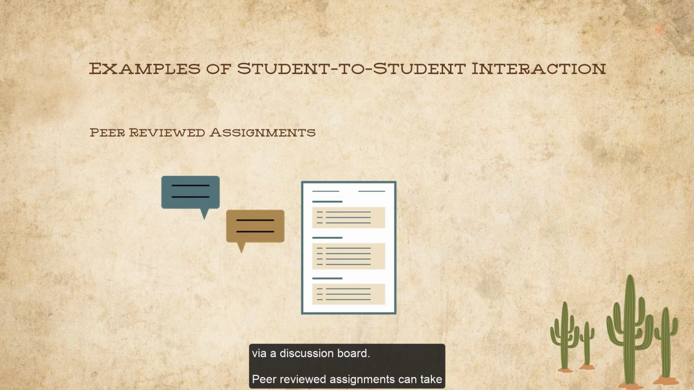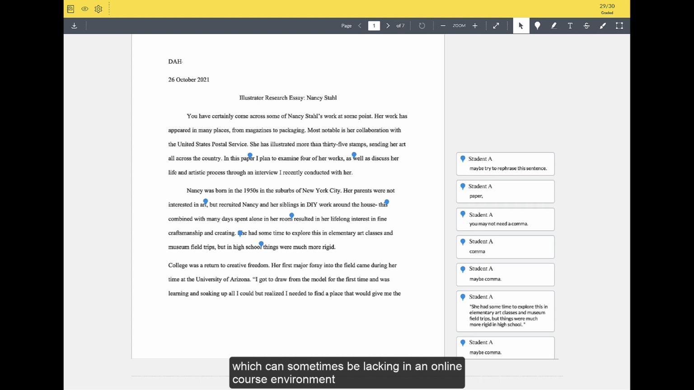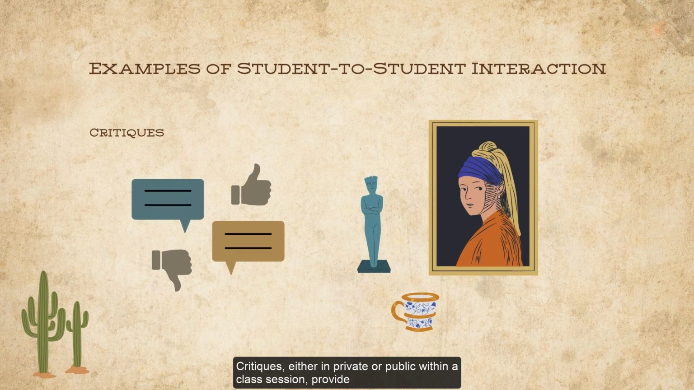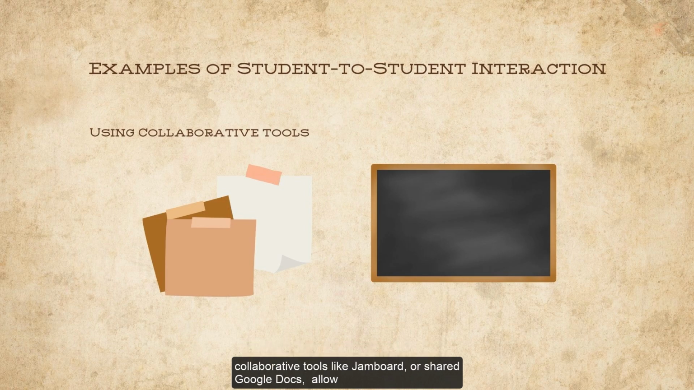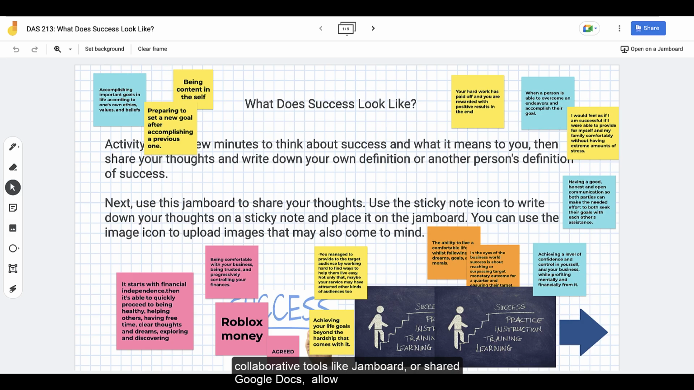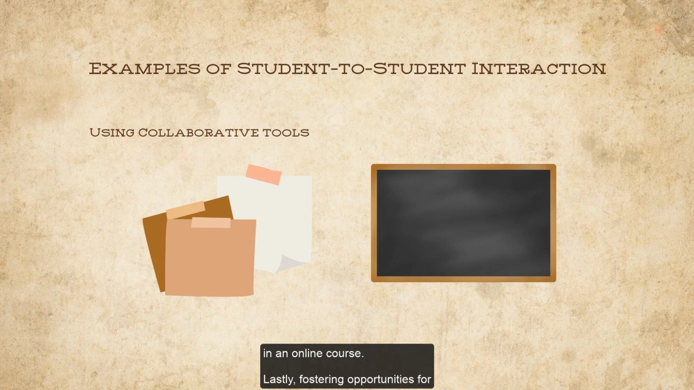Peer-reviewed assignments can take interaction to another level and allow for student-to-student interaction, which can sometimes be lacking in an online course environment. Critiques, either in private or public within a class session, provide students with clear direction on how to advance in their work. Using collaborative tools like Jamboard or shared Google Docs allow for student-to-student interaction, student-to-content interaction, and student-to-instructor interaction, all vital to the success of the student in an online course.